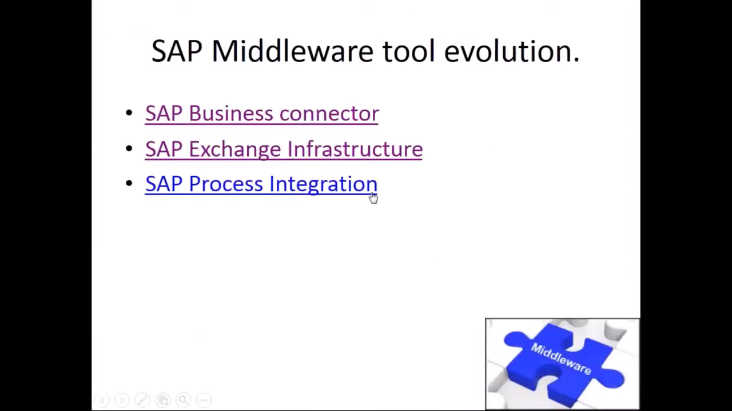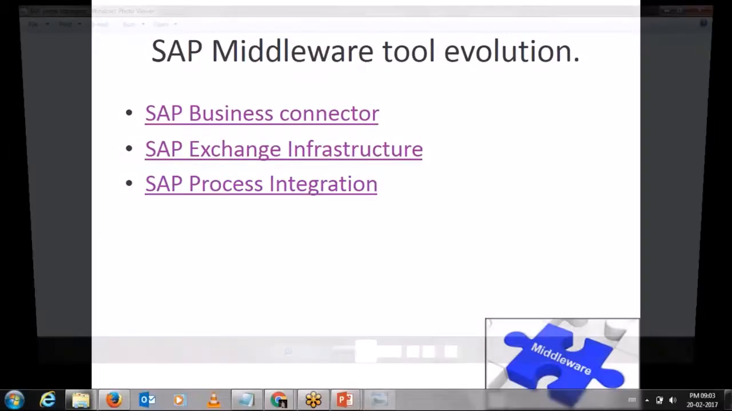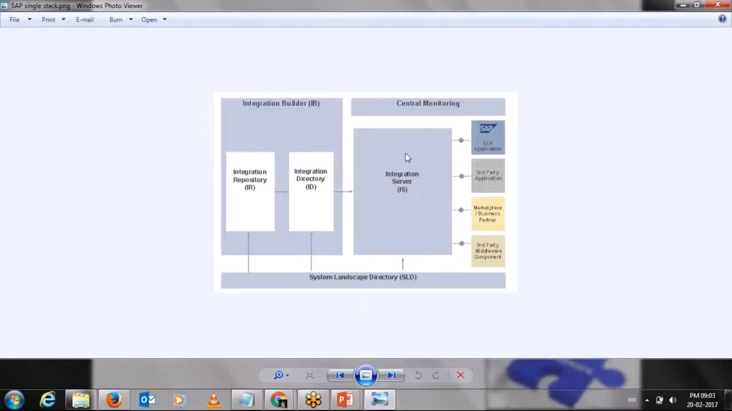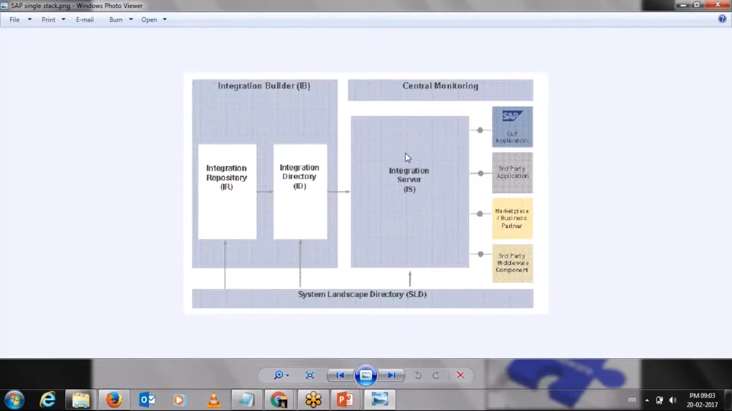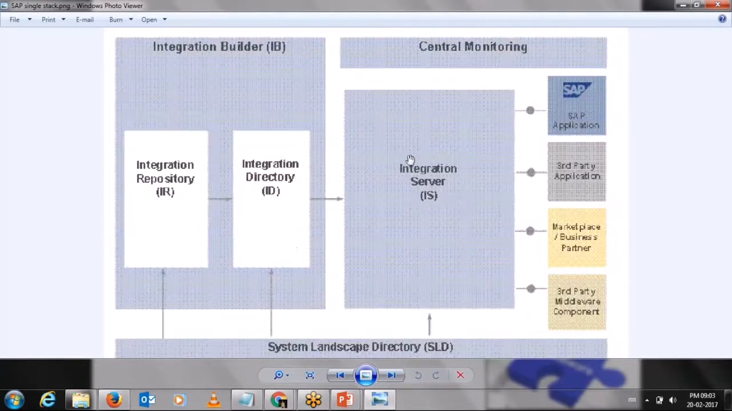Go with the PI, or we can say single stack, from 7.31. We had the single stack PI. Everything was on Java, where you had the integration repository, or the new name ESR, the enterprise service repository, and your integration directory, both residing on the Java stack. Even your integration engine is on Java. So there is no requirement of sending the data from one stack to another stack.